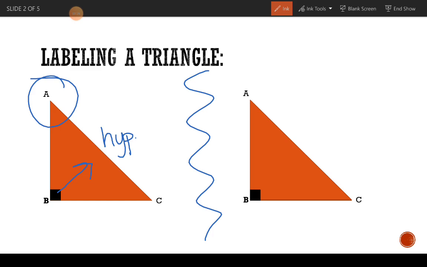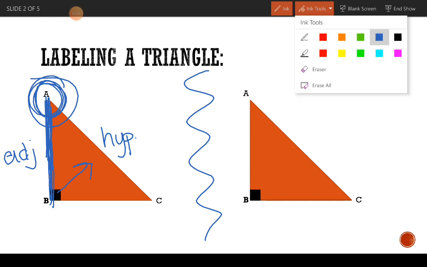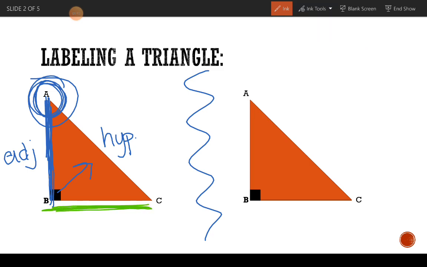The next side we're going to have to label is the side that's adjacent. And adjacent literally means next to. So the adjacent side is the side that's touching the angle that we're coming from, okay? If you put your finger on it, or circle this, it's touching that angle. Now, which side is not touching that angle? It's this side right here. This side is not touching angle A. That would be the opposite of angle A, okay?